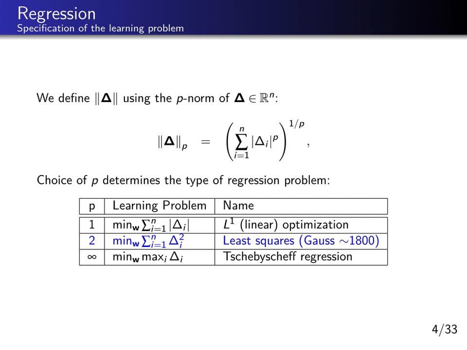In order to specify the learning problem, we have to say how exactly we want to measure the differences delta. So how do we want to measure these residuals? And since the residuals in general are a vector, we have to define a vector norm. So a common way to do this is to use the so-called p-norm. So the p-norm of a vector is simply the pth root of the sum over the entries taken to the pth power. The most common choice is p equals 2.